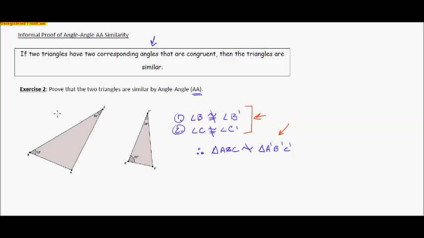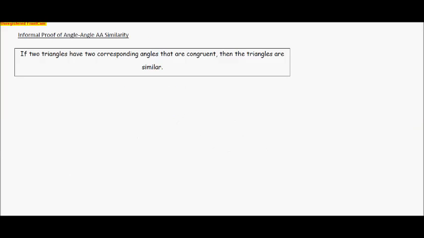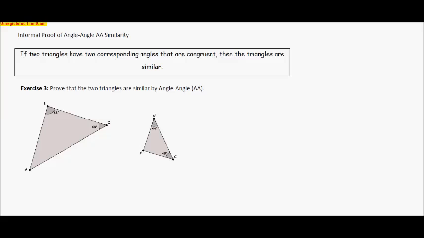Let me get rid of exercise 2. We're going to turn that one off. And here's exercise 3. And again, same thing.